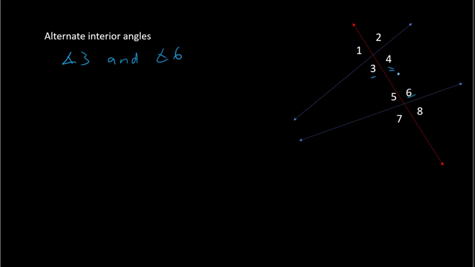Looking at angle 4, an alternate interior angle to angle 4 would be angle 5. They're both inside the blue lines and they're on opposite sides of the transversal, this red line, and they do not touch each other. So angle 4 and angle 5 would be considered alternate interior angles.